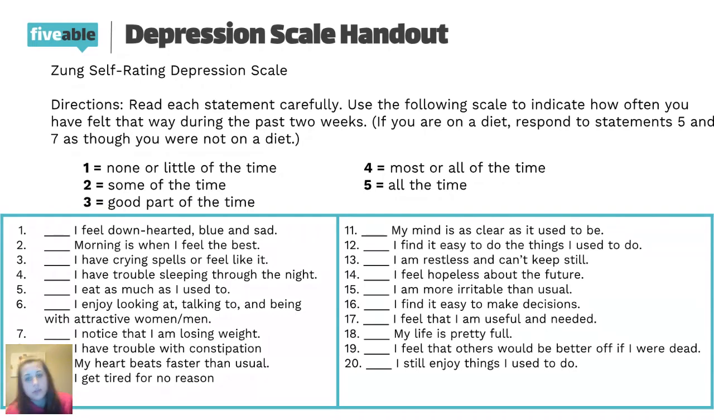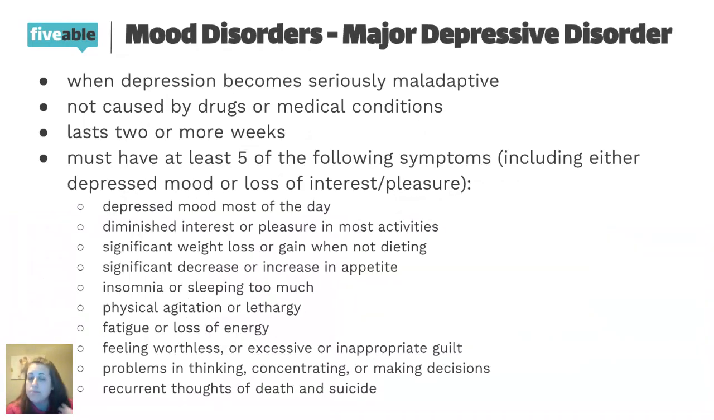People who score quite high on this may have what we call major depressive disorder. It's not a guarantee, it's just an indicator. That's when that depressed mood, that down feeling, really becomes maladaptive. It really impacts your life. You have a hard time functioning on a day-to-day basis. Major depressive disorder is not caused by drugs or medical conditions.